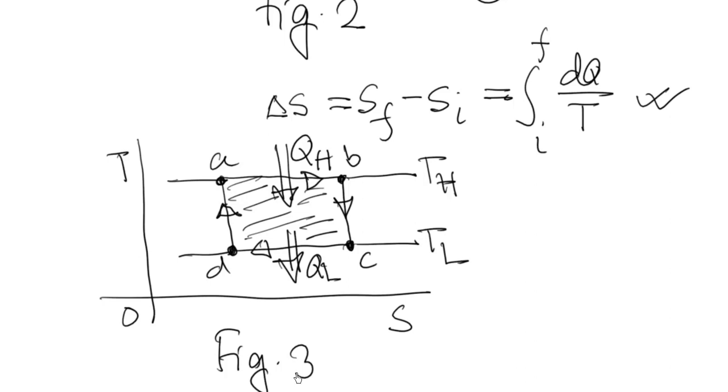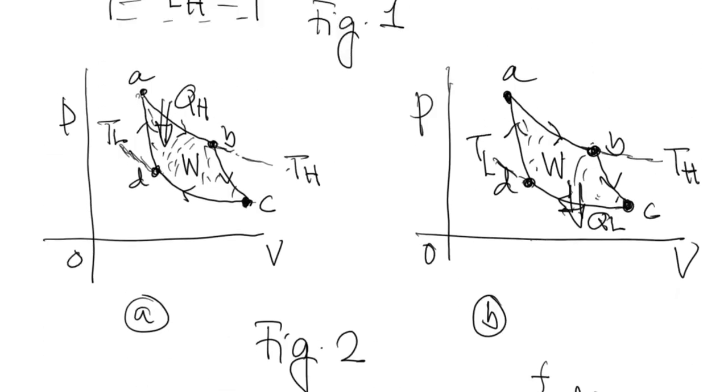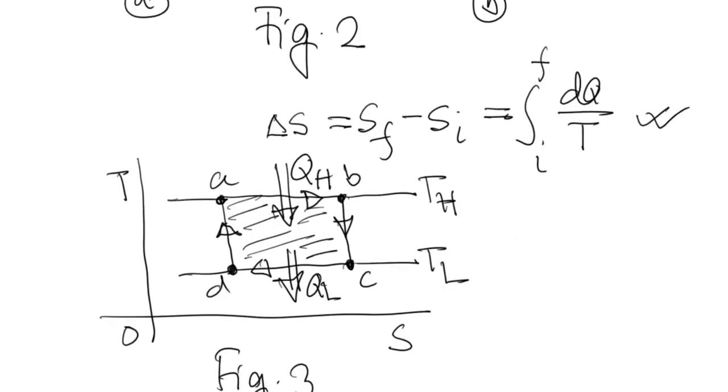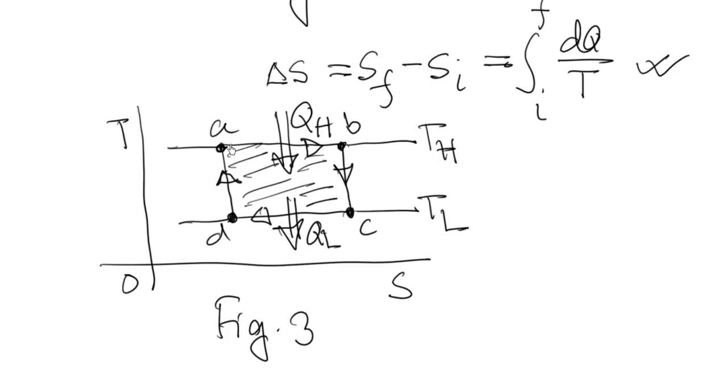The lettered points A, B, C, D there correspond to the lettered points in the PV diagram in figure 2. The two horizontal lines in this figure 3 correspond to the two isothermal processes of the cycle. Process AB is the isothermal expansion of the cycle, as the working substance reversibly absorbs energy QH as heat at constant temperature TH during the expansion.